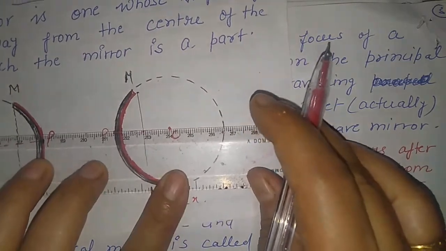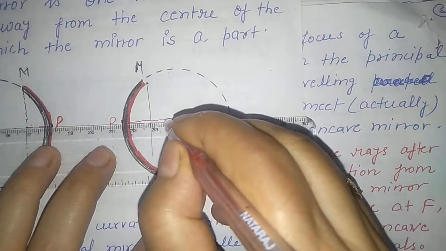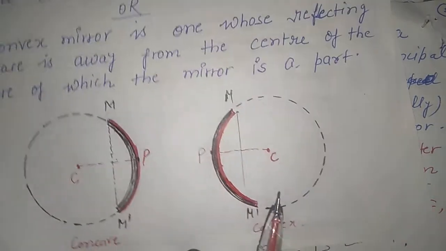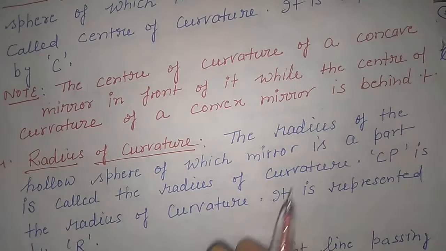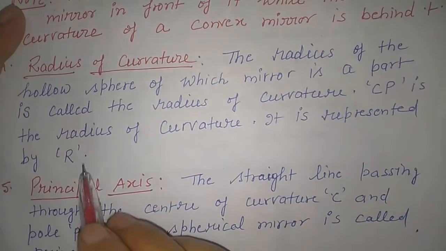Here also, CP is the radius of curvature. So the radius of the hollow sphere of which the mirror is a part is known as the radius of curvature, and it is denoted by the alphabet R.